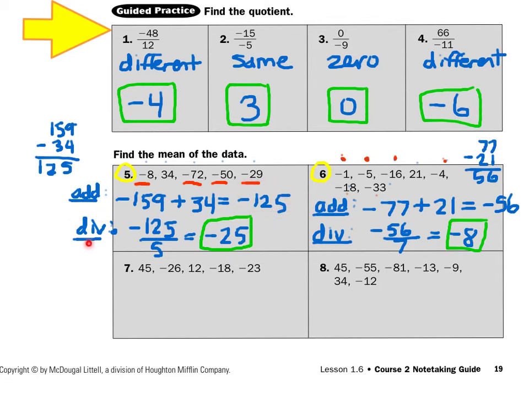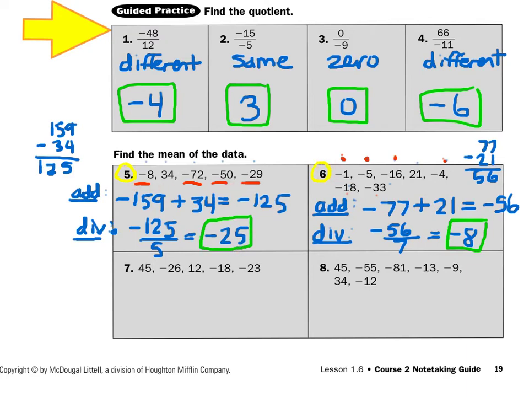But now I have to divide. So I take negative 125, the sum, and I divide it by 5 because I counted 1, 2, 3, 4, 5 numbers I added. And I got my final answer of negative 25. So negative 25 is the average, or the mean, of all of those numbers.